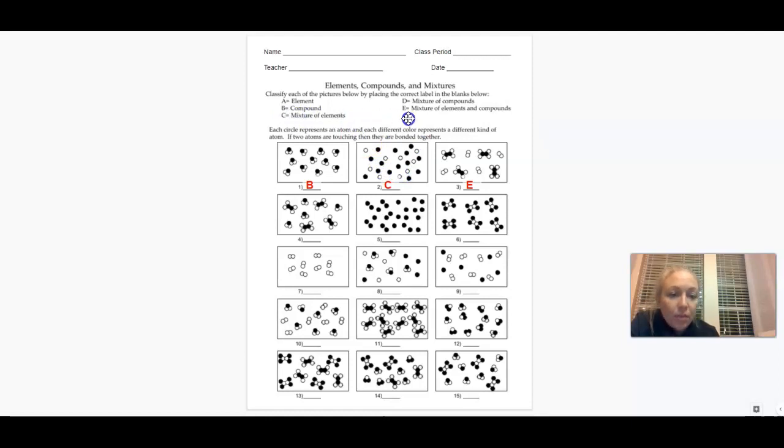Okay. This one here, I have a 2 black, 4 white compound, and I have like 4 of those. And then I also have 2 white atoms bonded together, so that looks like an element molecule. So I've got 1, 2, 3, 4 of those kinds of molecules. So that's going to be E, a mixture of elements and compounds, because this is a compound, 4 compounds, 4 element molecules. Those are in the same box, so they're a mixture of elements and compounds. And so you'll go through and finish that 1 through 15.